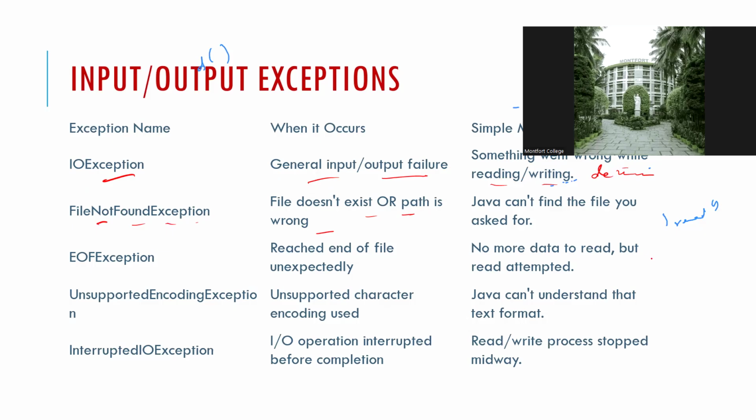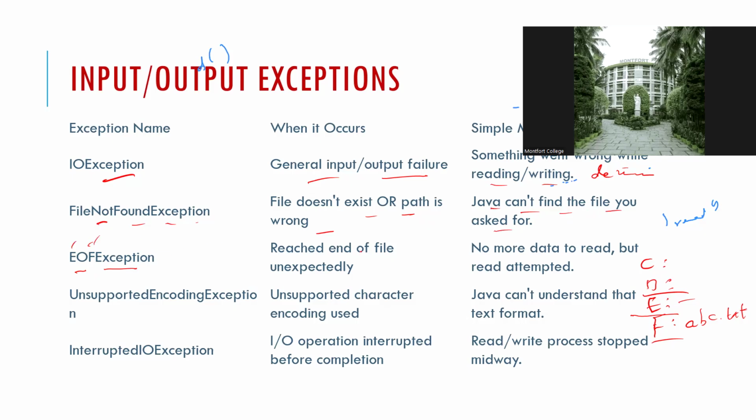Path in the sense, we have C colon, D colon, E colon, and F colon in systems, right? Some systems will have only C and D, some systems C, D, E, and some systems C, D, E, F. So if you choose a wrong path, for example I have abc.txt here, but you are expecting it in E colon, in that situation Java cannot find the file you ask for. Coming to EOF exception. What is EOF? End of the file.